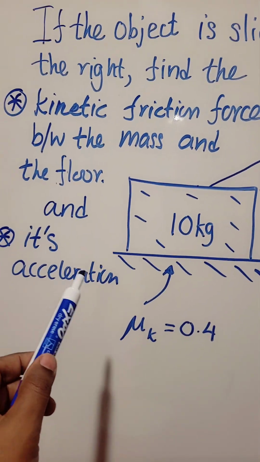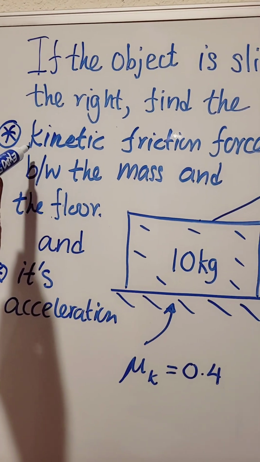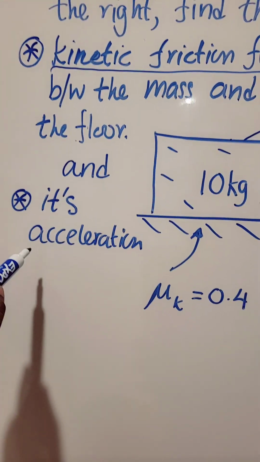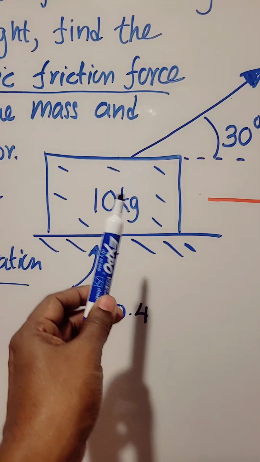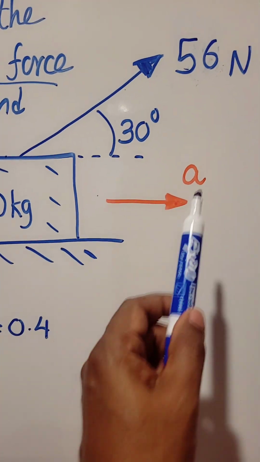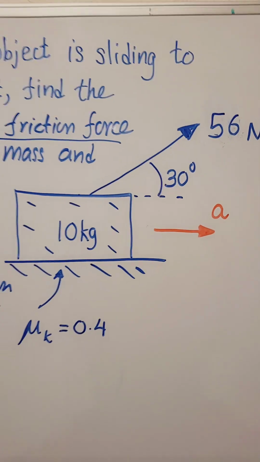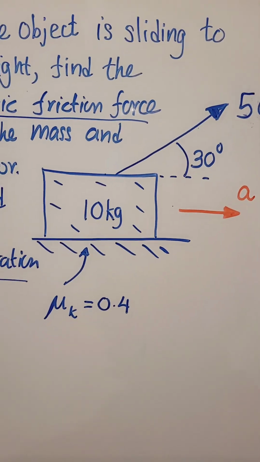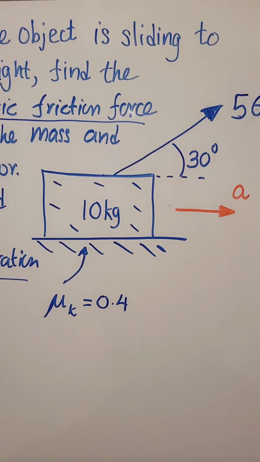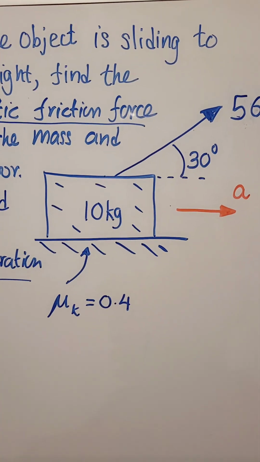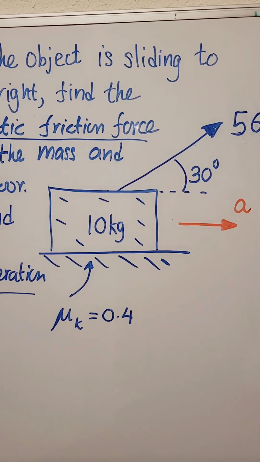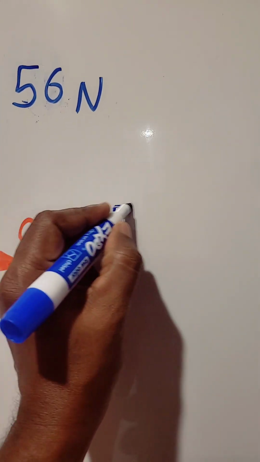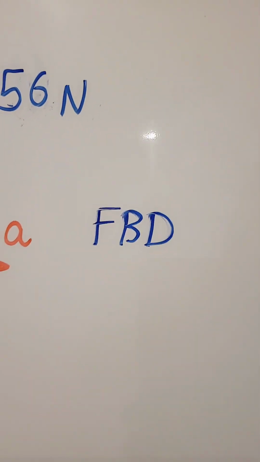Okay, so that's the first thing. We need to find the kinetic friction force. And then its acceleration. I told you it's sliding to the right, so we need to find the acceleration. What do you do in a problem like this? When you try to solve a problem like this, the very first thing that you need to do is draw the free body diagram. Okay, FBD. So I'm going to draw that FBD, the free body diagram.